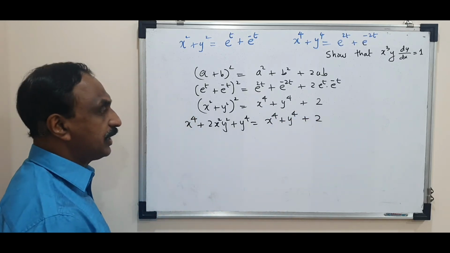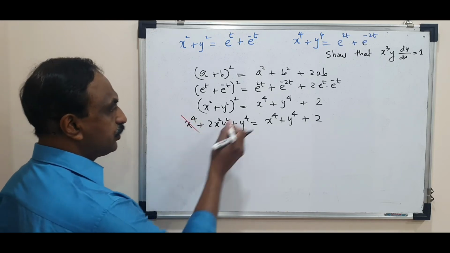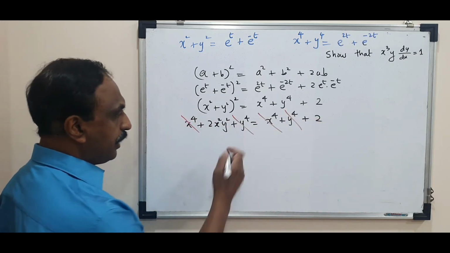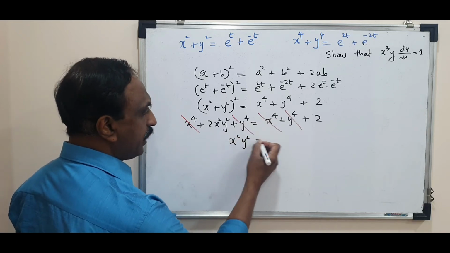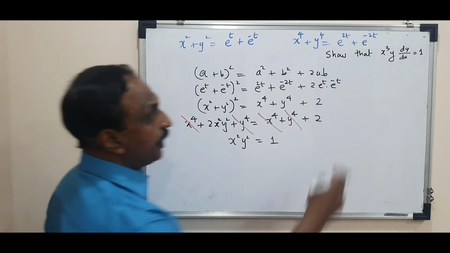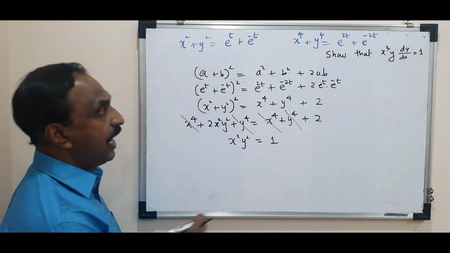Again, there's a cancellation here. So when you cancel this, both will get cancelled. Even 2 and 2 will get cancelled. So you end up with x square y square equal to 1. Now you can differentiate this in many ways, but you need an x cube here and y square.